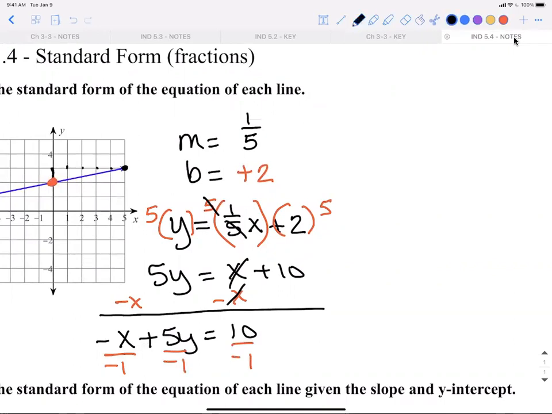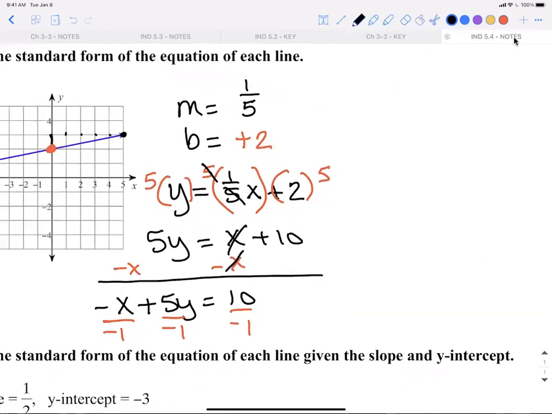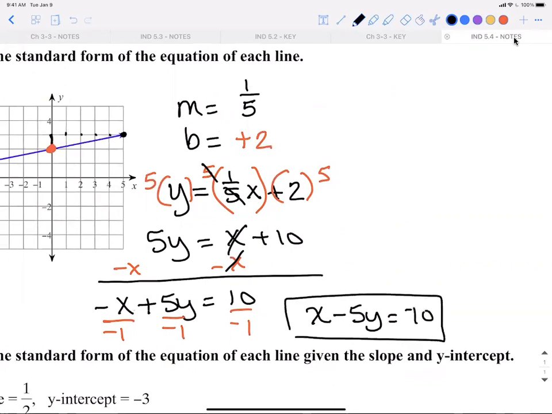Okay. And when I do that, I get my final answer is positive X, no fraction, no negative. So I'm good there. Minus 5Y equals negative 10. Okay, that's standard form. I'm not breaking either one of the rules, so I'm good. X comes first, then the Y, then equals, and then your whole number.